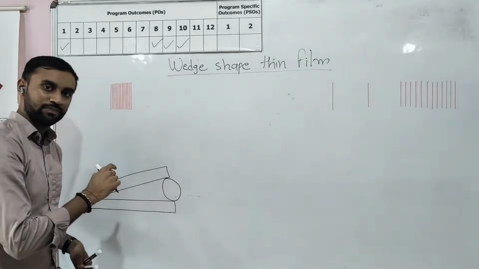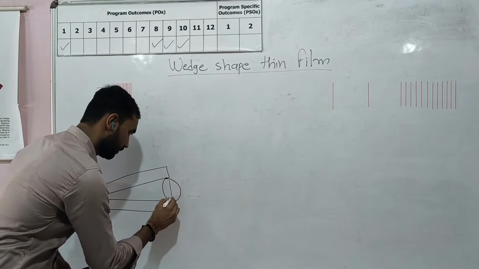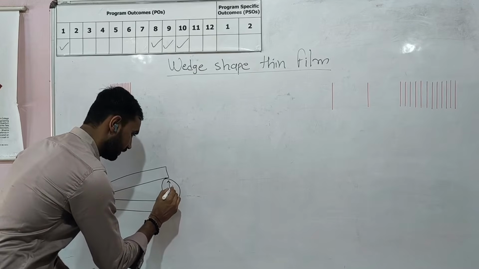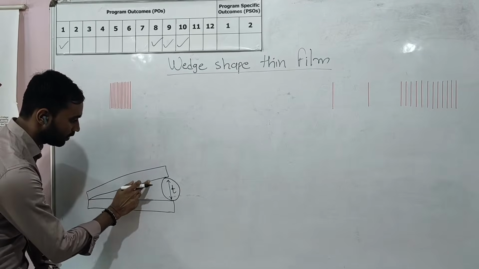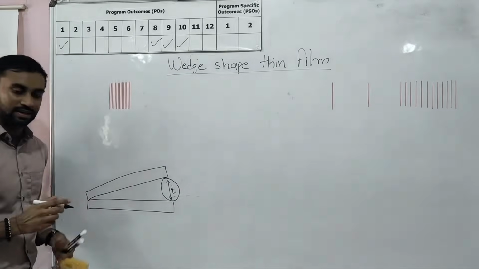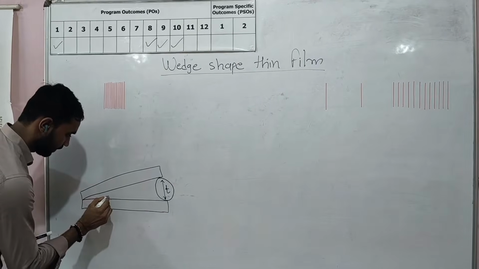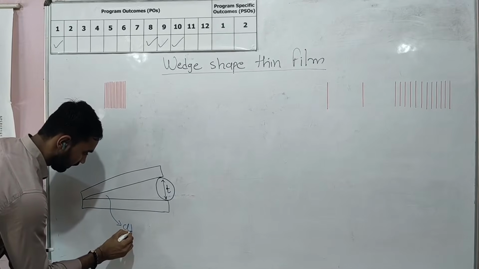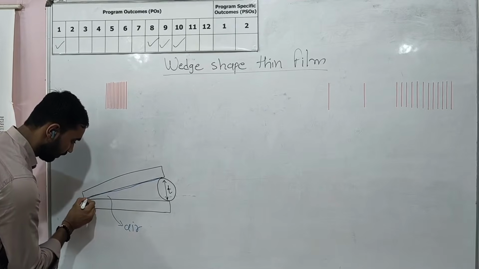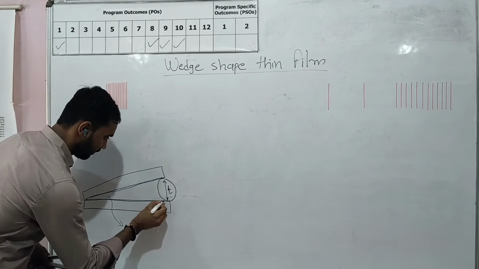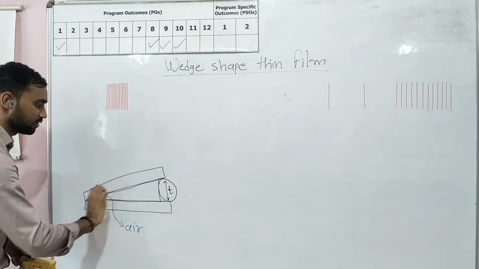But what is the thickness here? The thickness of this film is equal to the thickness of this spacer. Or I should say the diameter of this. Now, what have you got between these two glass plates? What is the medium here? Right now, it's air. Right now, the medium is air. So you got a thin film of medium air having wedge shape.